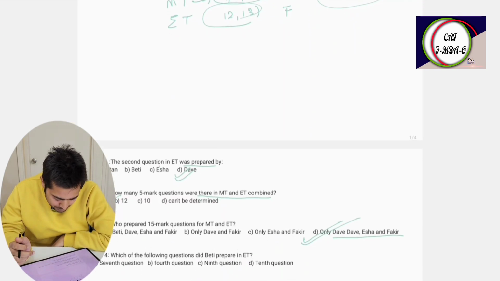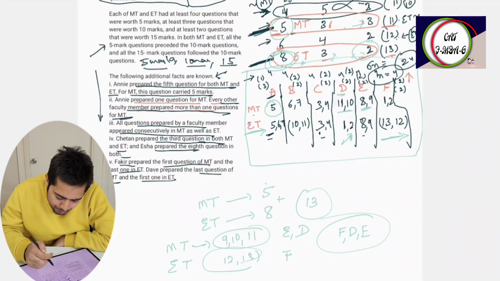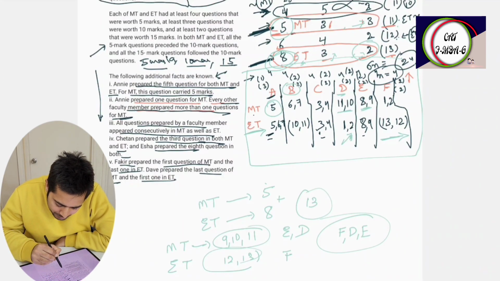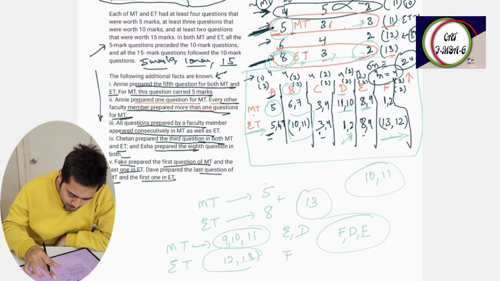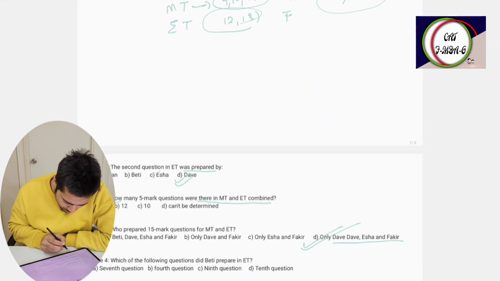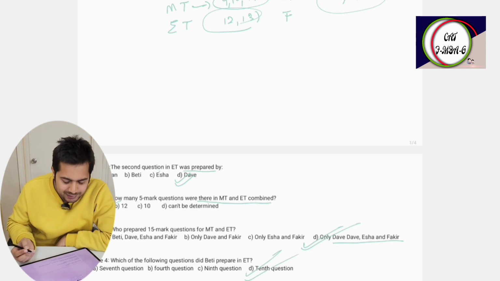Let's see the last question. Which of the following questions did Beti prepare in MT? So B prepared 10 and 11 in MT. This should be the option. Only 10th is given, so 10th is the right answer.